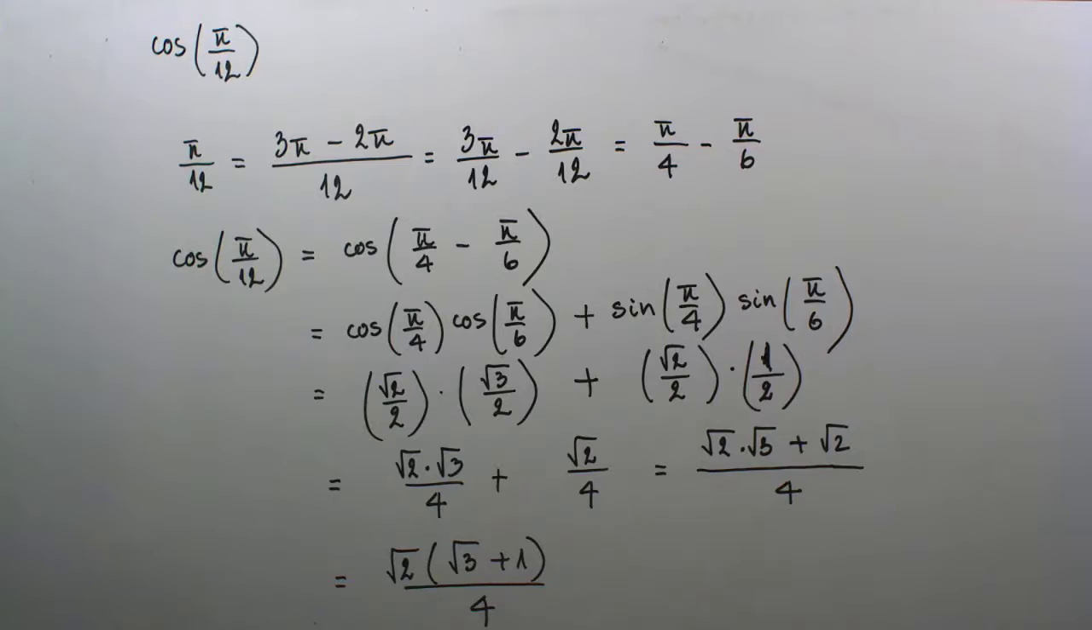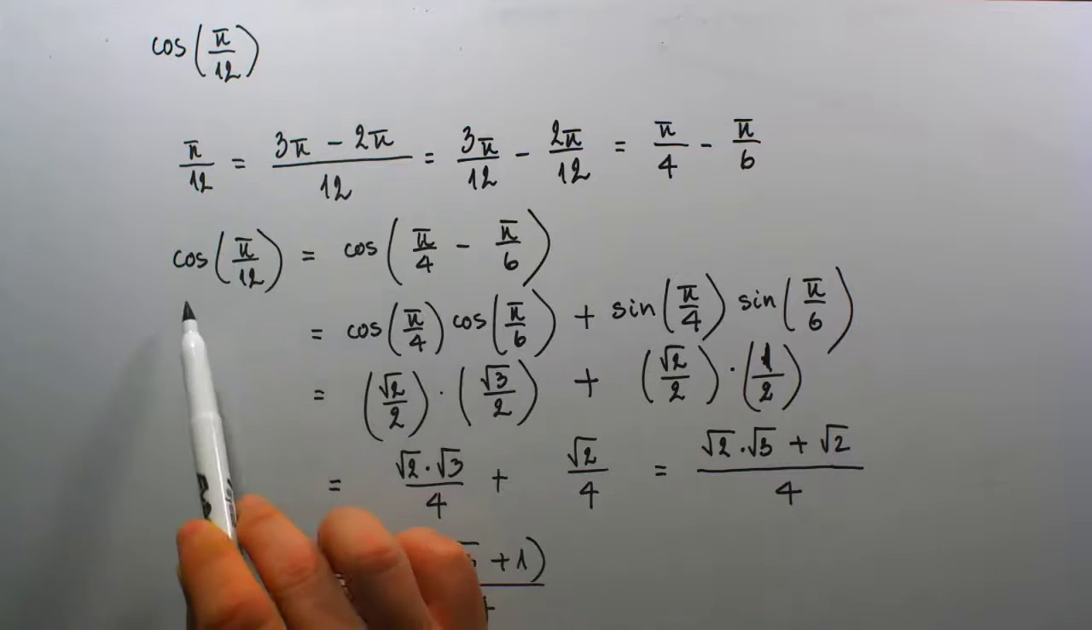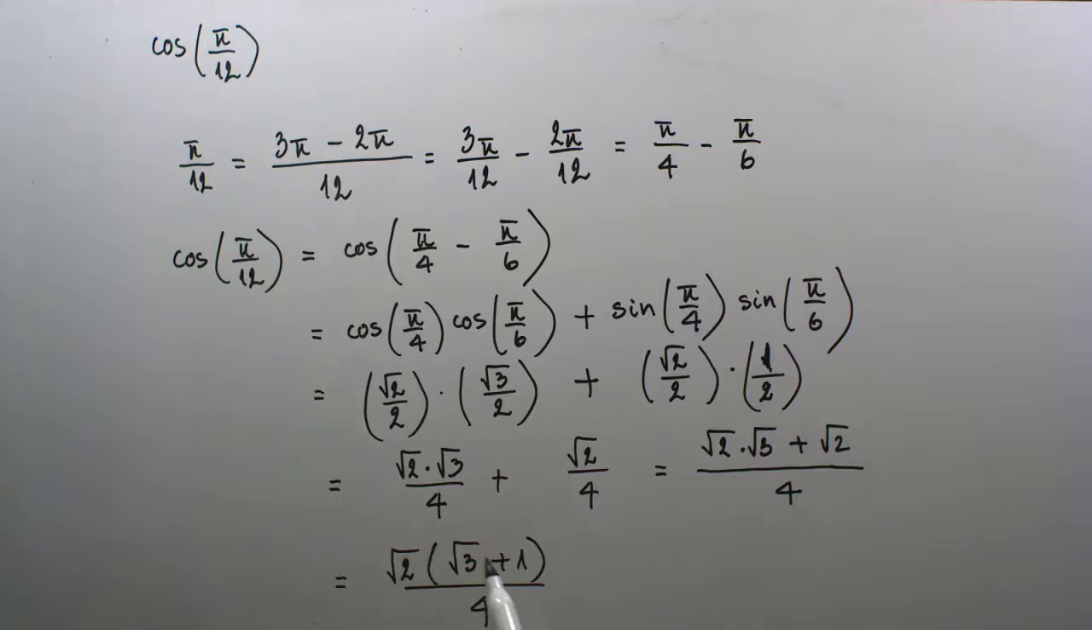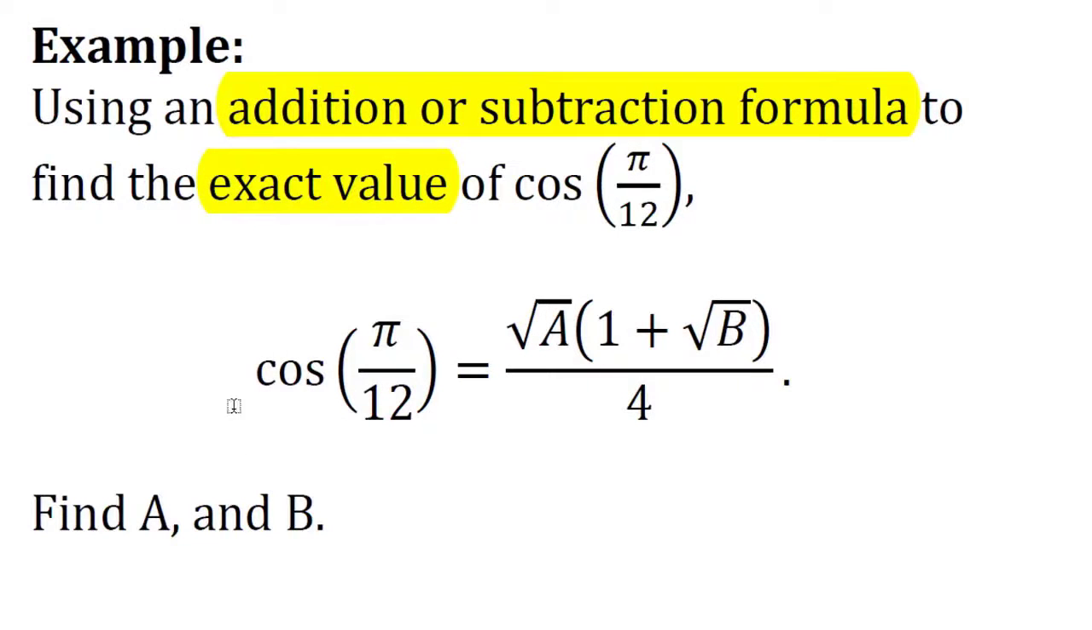And so here we have arrived at our final exact value of cosine of pi over 12. However, that is not the goal of our problem. Recall from the wording of the problem that cosine of pi over 12 is equal to square root of some a value multiplied with, in parentheses, 1 plus square root of some b value, and all over 4.